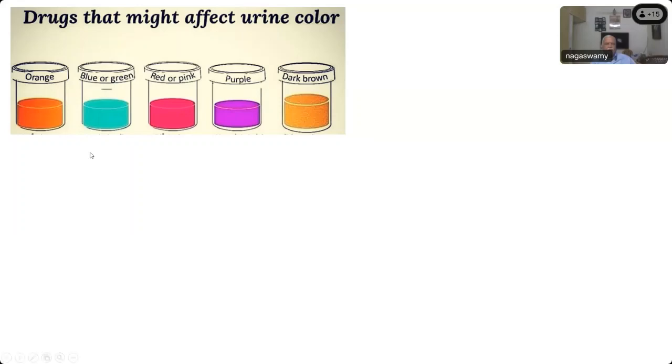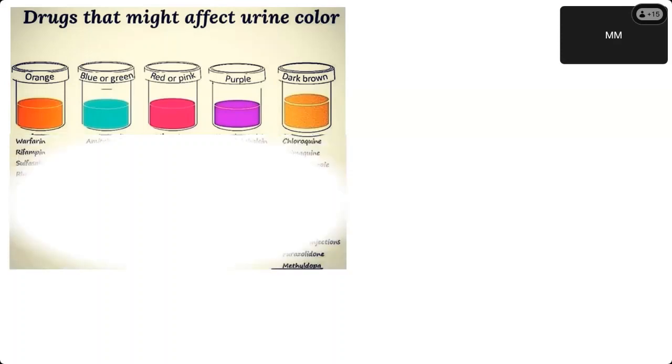Now, some drugs can affect the urine color. Which drugs can produce an orange color, blue color, red, purple, dark brown? Can you give examples? Rifampicin, orange urine. Rifampicin, orange or red also sometimes. Blue or green? Propofol, green, sir. Propofol as an infusion. Red or pink? Chloramphenicol, dark brown, sir. Vancomycin also.